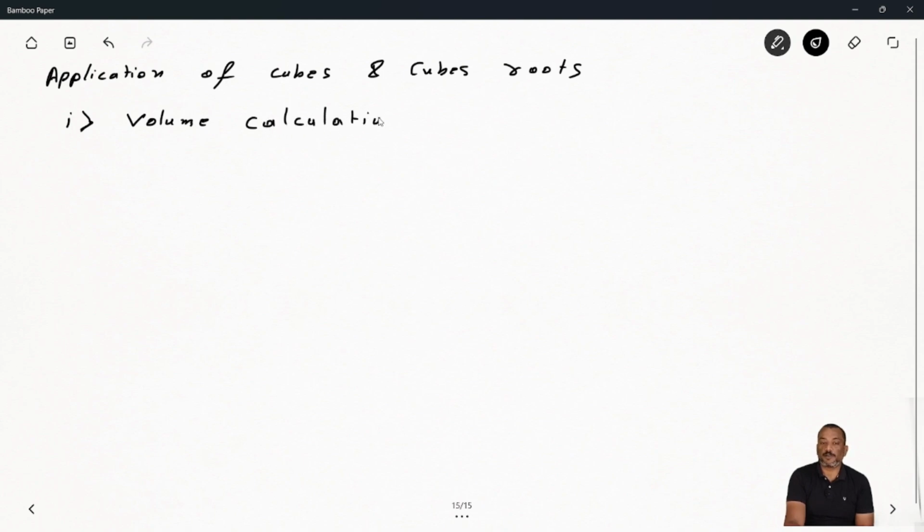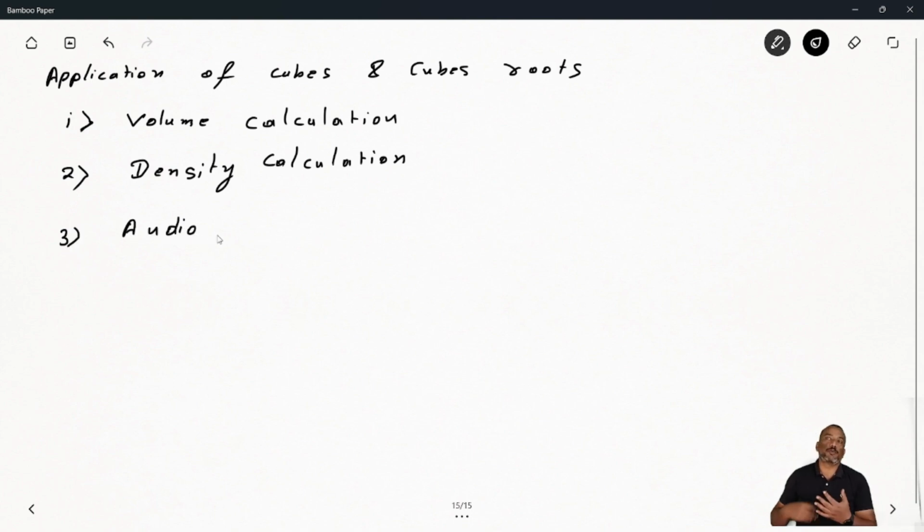Now, the second application, where we are using it, is density calculation. And the third one we will see is audio and sound engineering. Suppose you are a musician or a music editor, there you require cubes and cube roots. So audio and sound engineering.